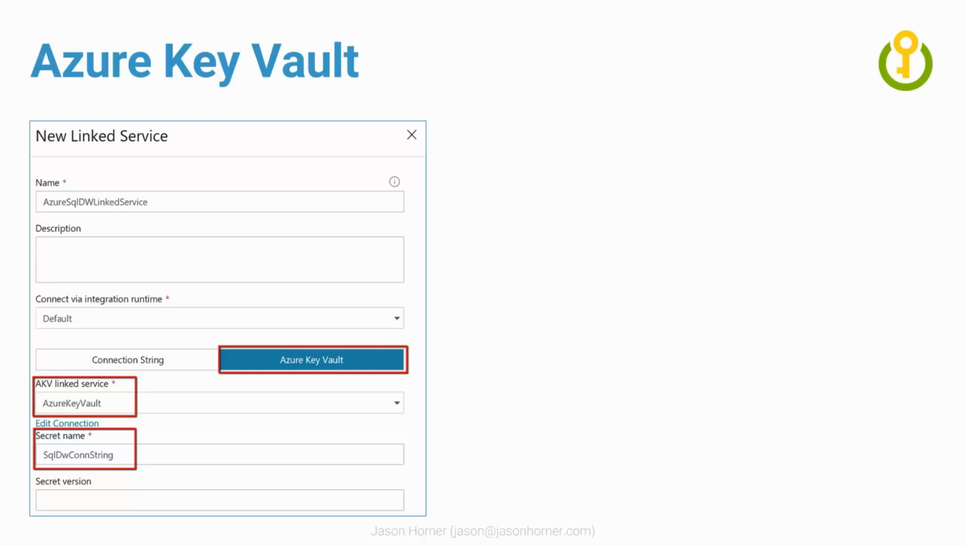Now, by default, ADF is going to encrypt credentials anyway, but by putting it in Key Vault, it allows you to centrally store all those secrets, right? And you can put other things inside of Key Vault, so you can do certificates, you can do secrets, which are basically just strings, and keys, right?